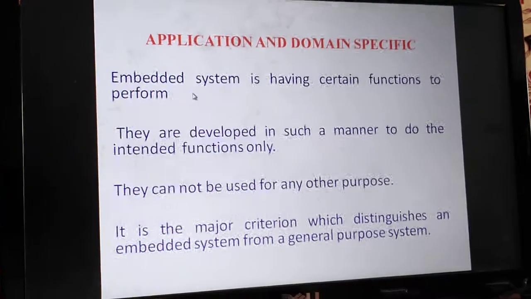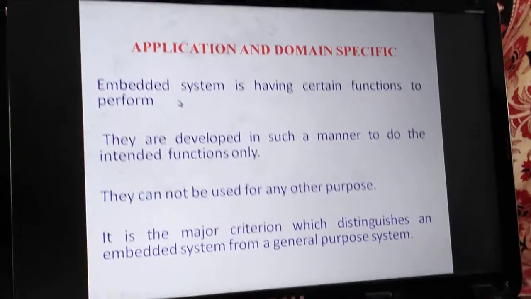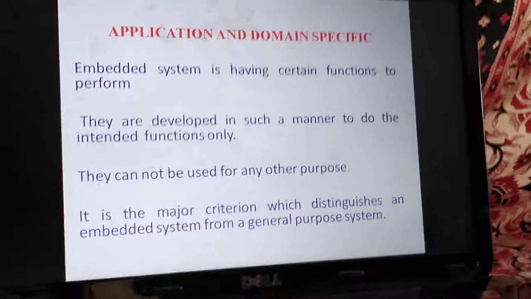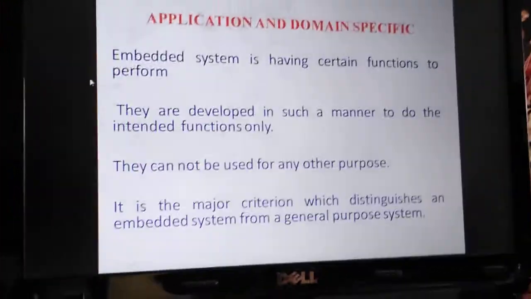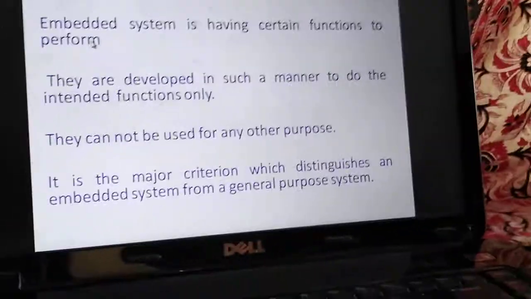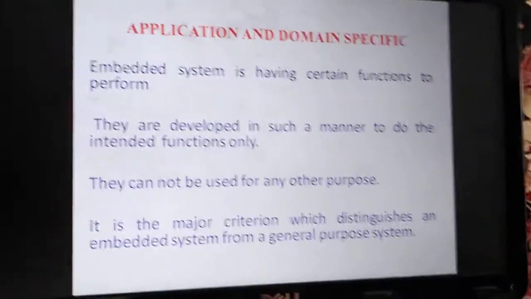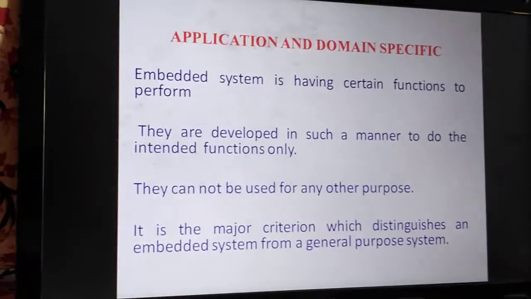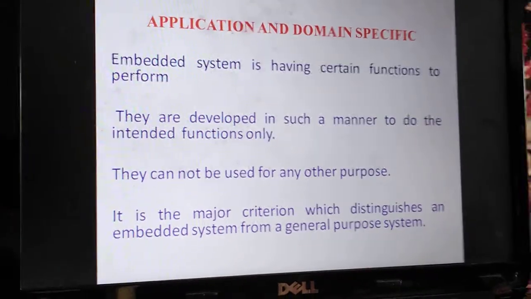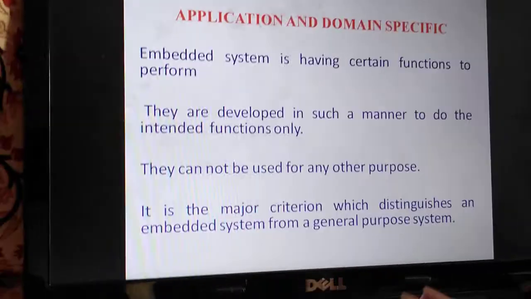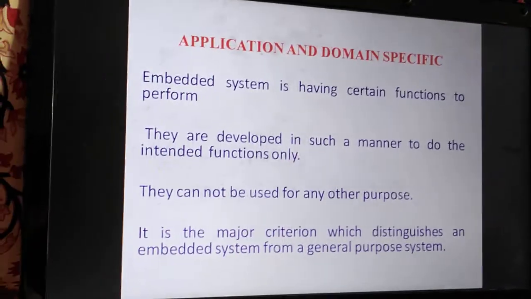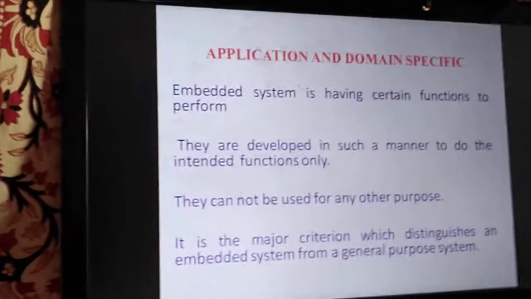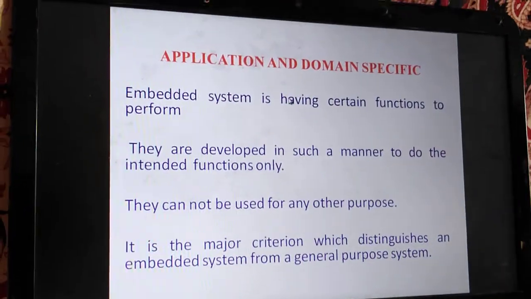But our embedded system is not like computers. It is used only for some particular functions. For example, the electronic control unit of a car or automobile. Its function is to control a few functionalities of the engine. The electronic control unit of an automobile cannot be used for any other purpose. That's the reason an embedded system has certain functions to perform.